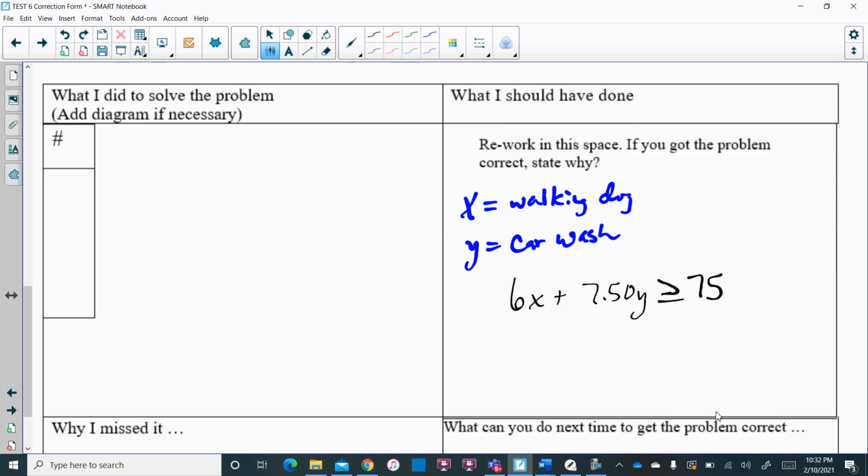Now, it says his mom says he can work no more than 15 hours. He can't go past 15 hours. So whether he's walking the dog or washing cars, he can't go past 15. So that was less than or equal to 15.